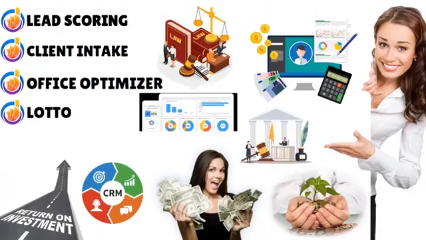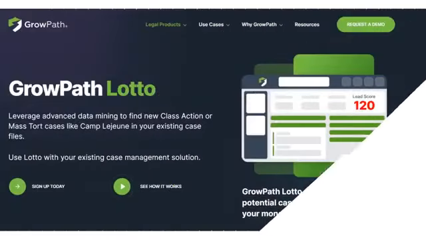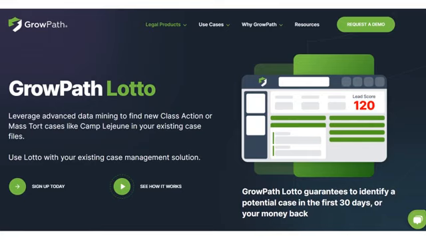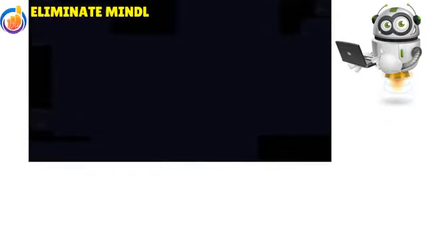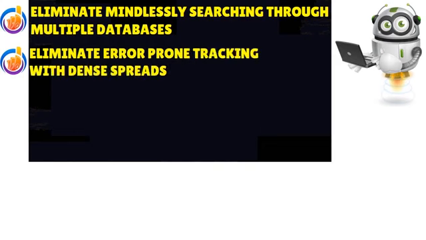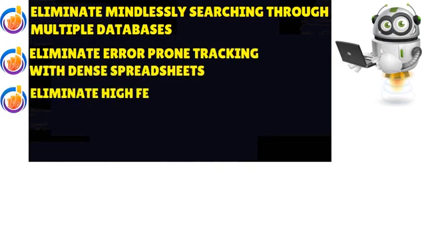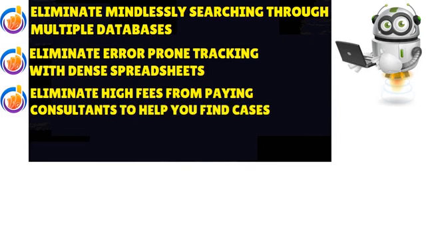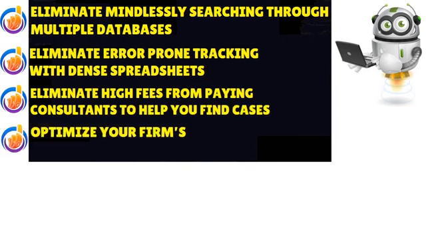You also have the Lotto. We love this a lot, and this is pretty innovative from GrowPath. Basically, Lotto is just a way for you to search for important cases, and the software uses artificial intelligence to do everything automatically for you. Okay, so you are able to eliminate mindlessly searching through multiple databases. You are able to eliminate error-prone tracking with dense spreadsheets. You are eliminating high fees for paying consultants to help you find cases. And you are able to optimize your firm's referral operation.